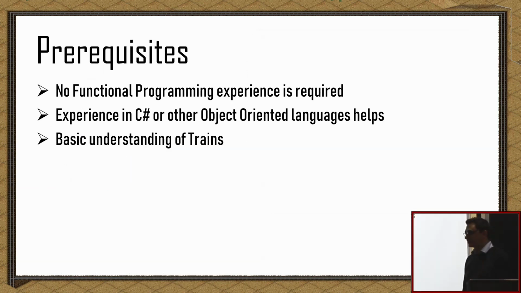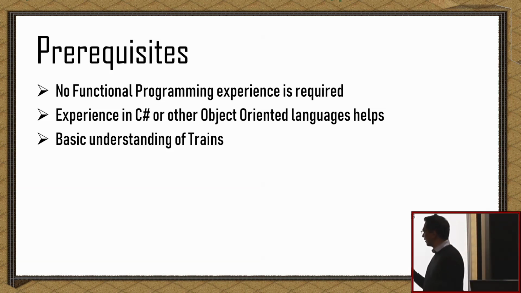A bit of prerequisites for this talk. I hope you all know C# very well, but you don't need to know anything about functional programming. I'm going to try and dumb this down. This is the analogy, which is the railway in railway-oriented programming. C# experience, yeah, and I hope you have a basic understanding of trains as well.